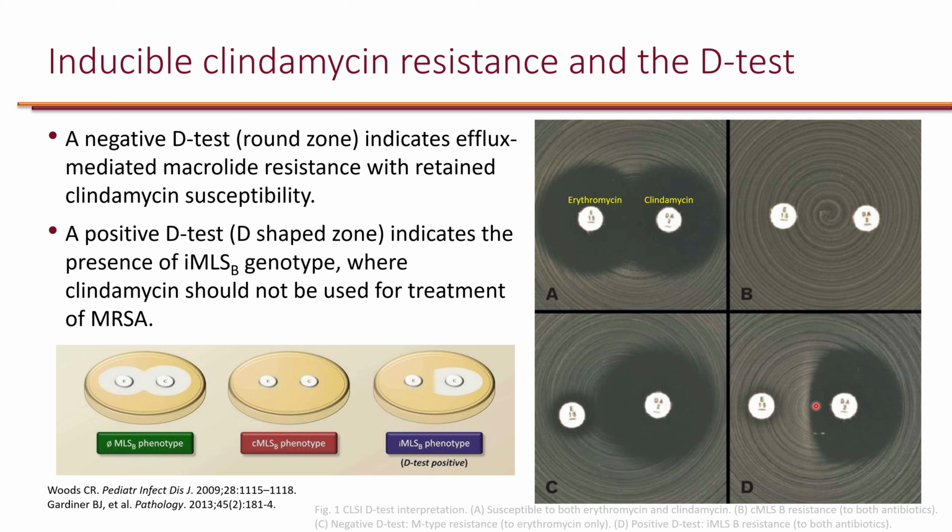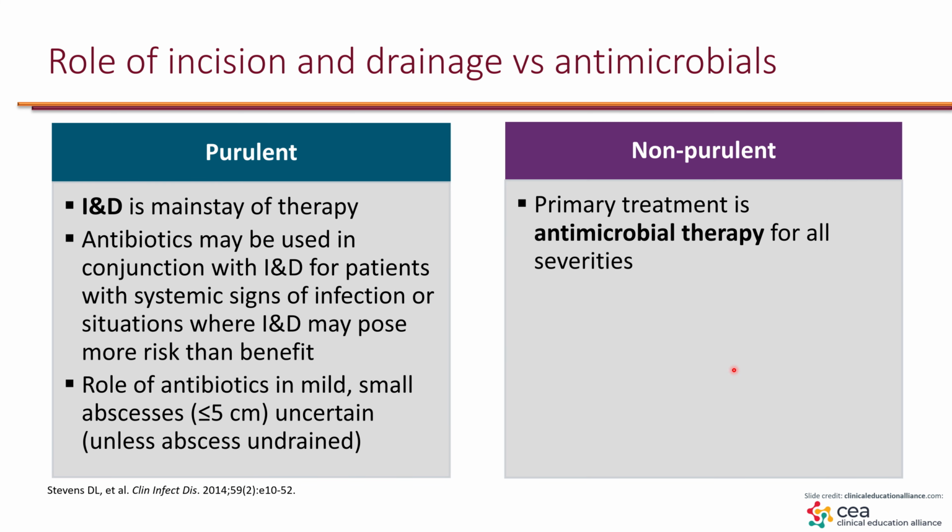So panel D is D-test positive and panel C is D-test negative, which means that if you have D-test negative, it's okay to use clindamycin clinically. When you have D-test positive, it's recommended not to use clindamycin, because it's possible that once the patient starts receiving clindamycin, halfway through the treatment, there may be enough induction to cause resistance to clindamycin, leading to treatment failure.